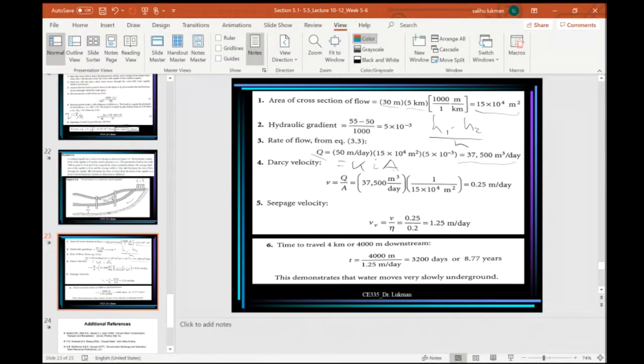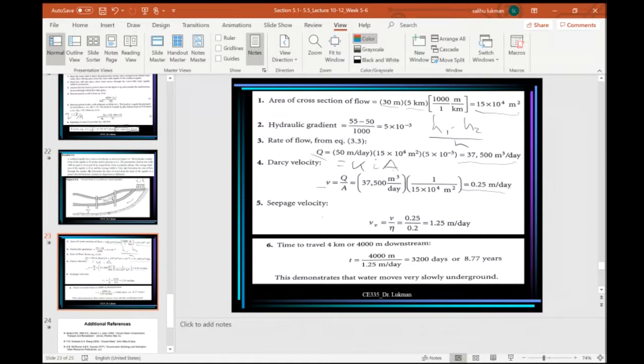And then the second part of the problem says we are to determine the travel time from the head of the aquifer to a point 4 kilometers downstream. So first we need to determine the Darcy velocity, which is capital Q over A. And then we can define the seepage velocity.